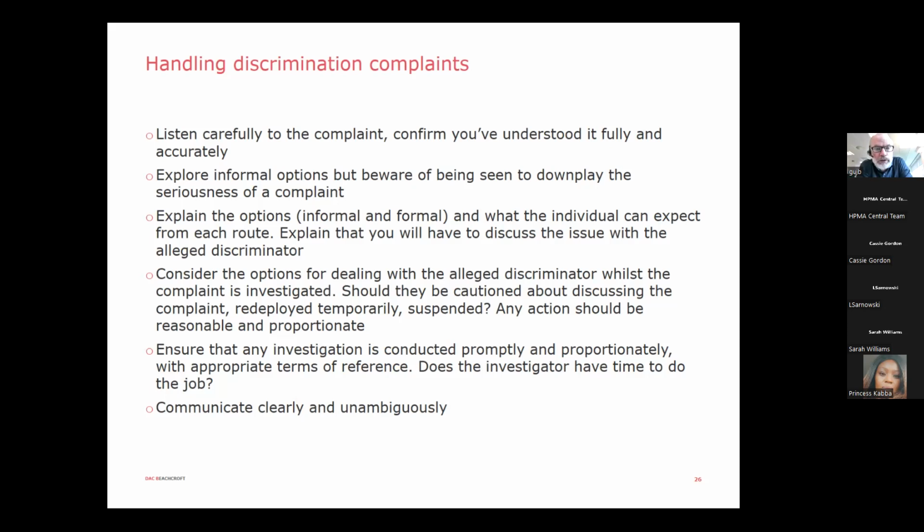When you're dealing with a complaint and you've captured exactly what it is, you can explain the options, informal and formal, to the individual. And crucially, you need to explain that to some extent, you're going to have to discuss this issue with the alleged discriminator. And again, that might lead to a difficult conversation, but clearly, if the complaint is going to be investigated, then the discriminator is going to need to be spoken to. But you'd be surprised how often the person raising the complaint becomes uncomfortable when that prospect is raised. So you need to deal with that with them and make sure they're reassured that they will be protected against any consequences that might arise from that conversation.